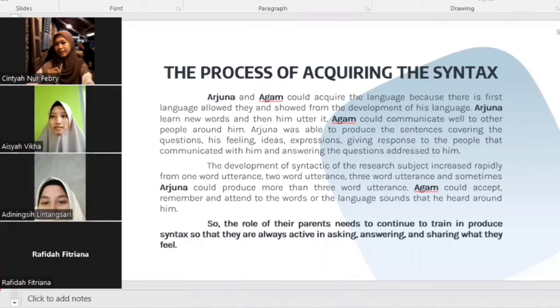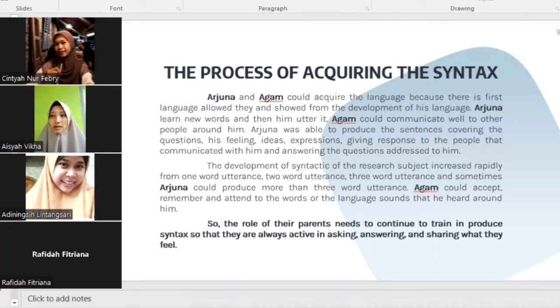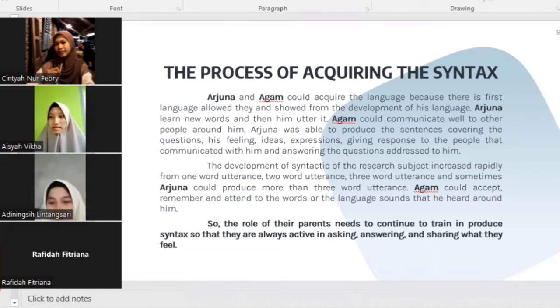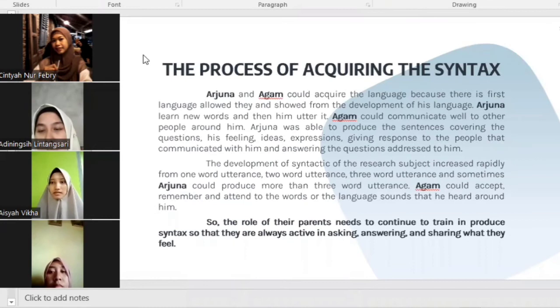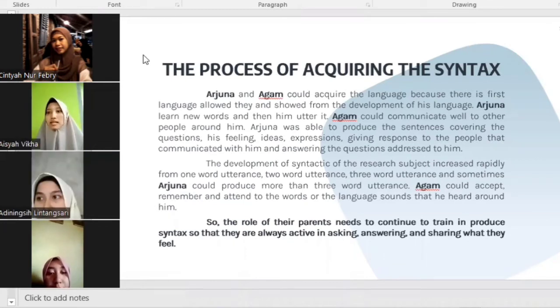Arjuna and Agam could acquire the language because it is their first language. They show it from the development of their language. Arjuna learned new words and then uttered them. Agam could communicate well to other people around him. Arjuna was able to produce sentences covering questions, his feelings, ideas, expression, giving responses to the people that communicated with him and answering the questions addressed to him. The development of syntax of the research subjects increased rapidly from one word utterance to two word utterance, three word utterance, and sometimes Arjuna could produce more than three word utterances. Agam could accept, remember, and attend to the words or the language sounds that he heard around him.